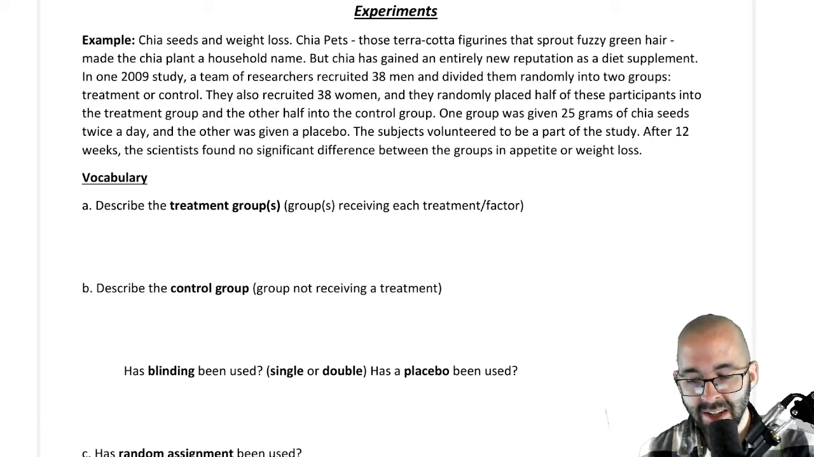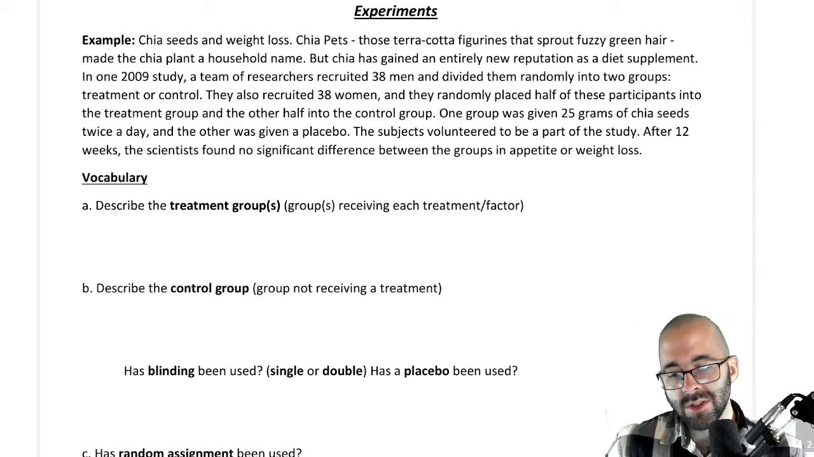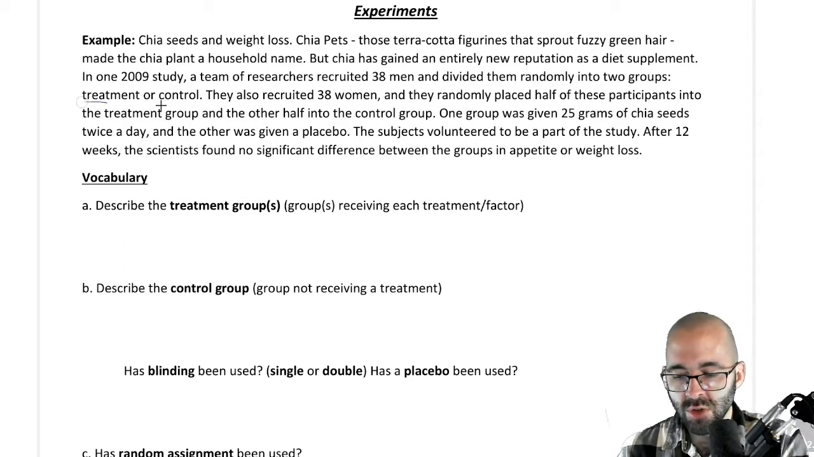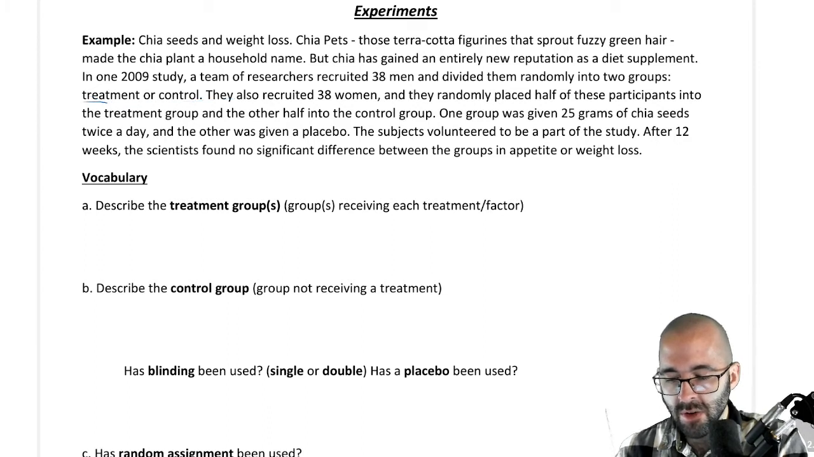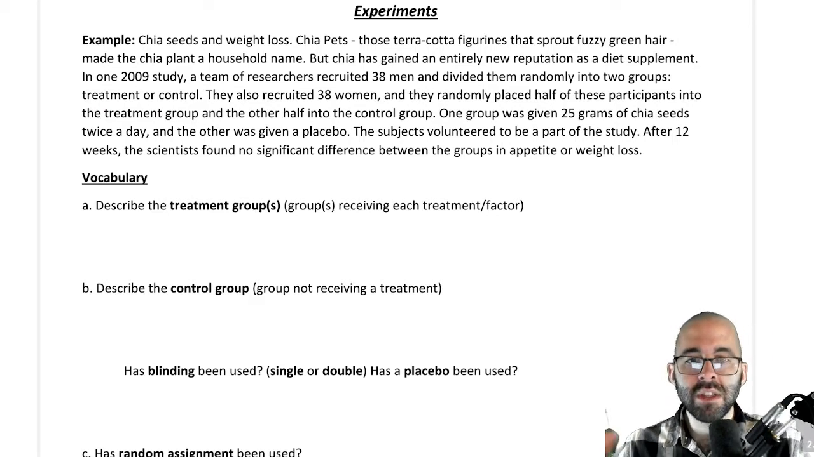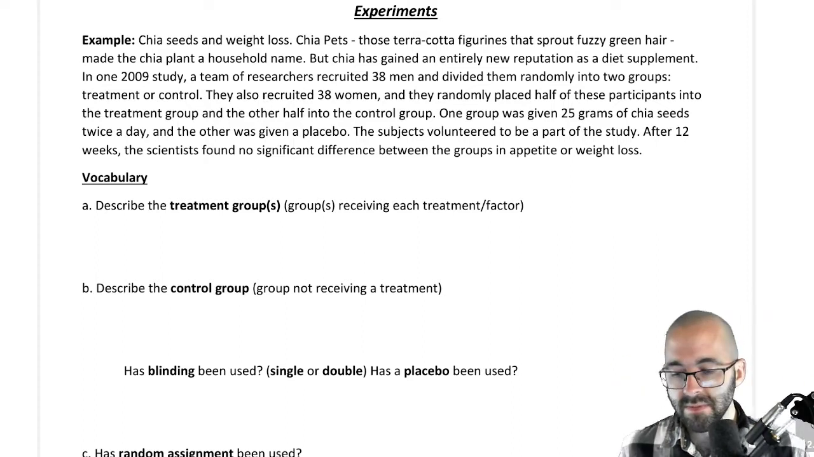but chia has also gained a new reputation as a diet supplement. There was one study in 2009 where a team of researchers recruited 38 men and divided them randomly into two groups, treatment or control. Again, those are big things to think about. Treatment or control. Experiments. Treatment: who's getting the thing that we're trying to test. Control: who's not getting it, so we can compare.